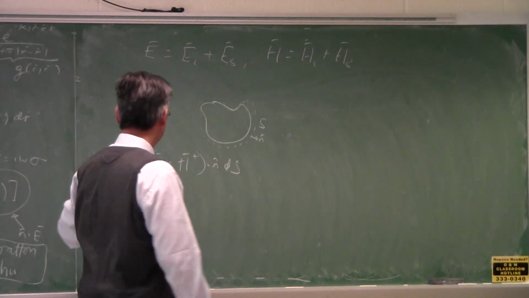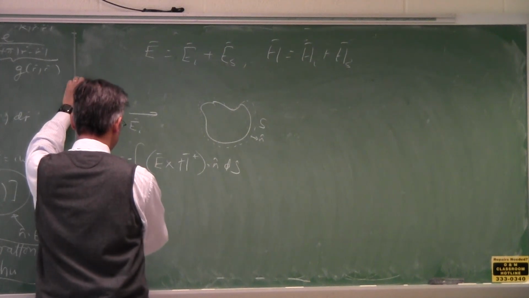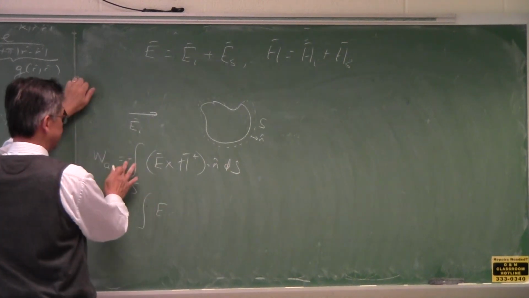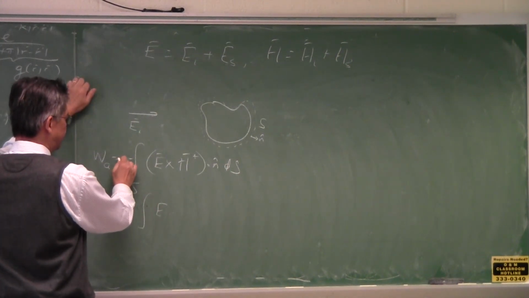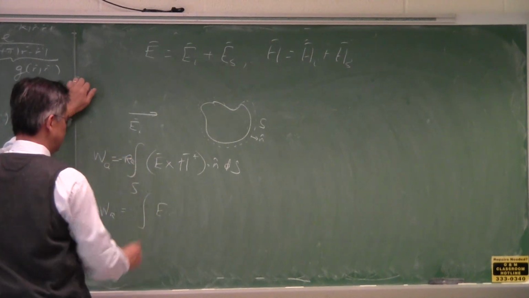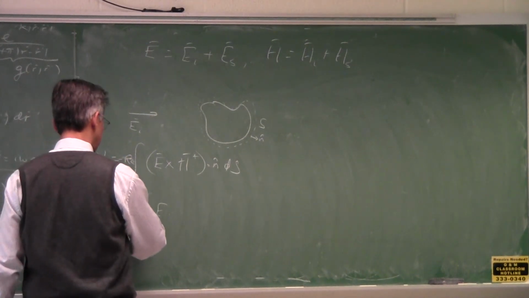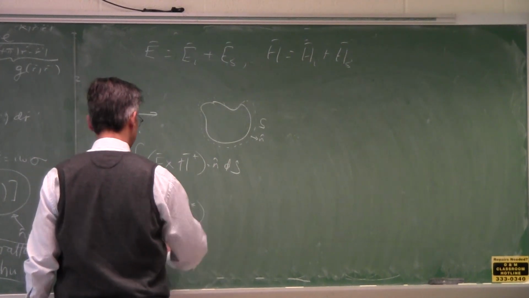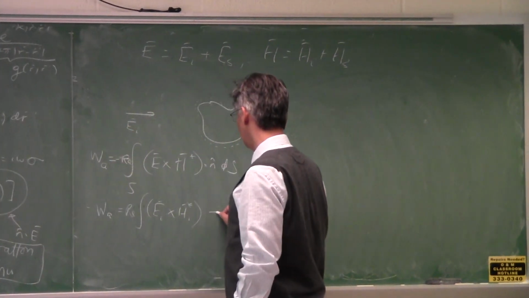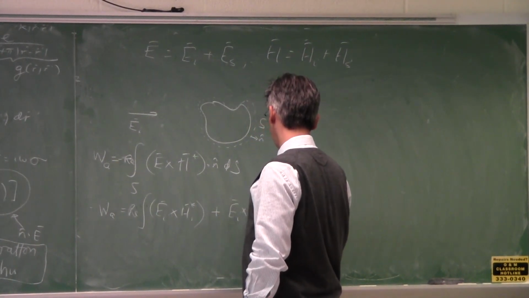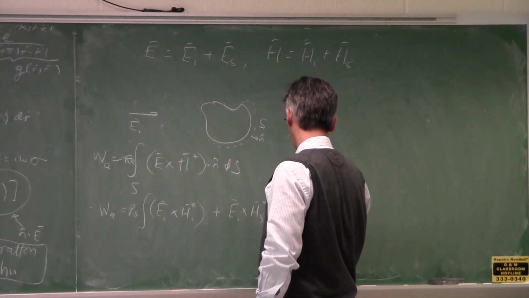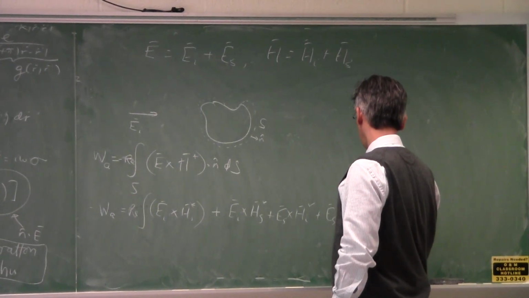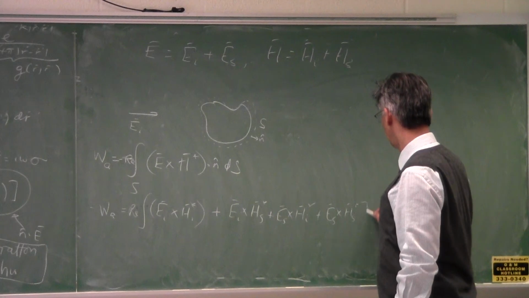And then when you substitute that in, you get 4 terms. You get minus WA is 4 terms. There should be a real part of this somewhere. So if you substitute that in, you will have EI cross HI conjugate, it's 1 term. And then you will have EI cross HS conjugate plus ES cross HI conjugate plus ES cross HS conjugate. And then you have these 4 terms.